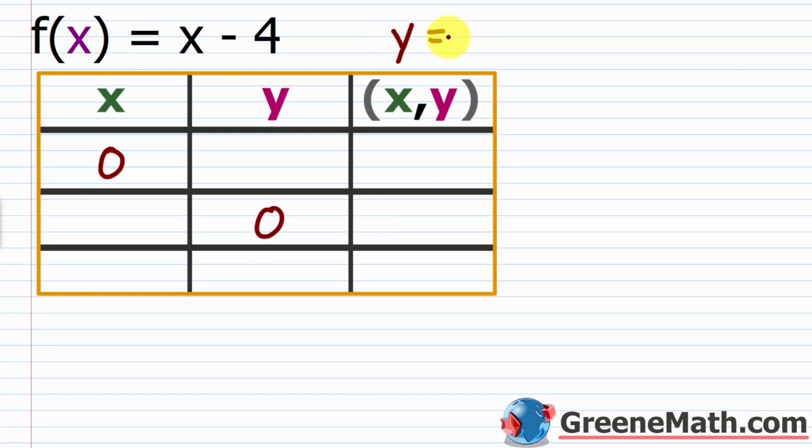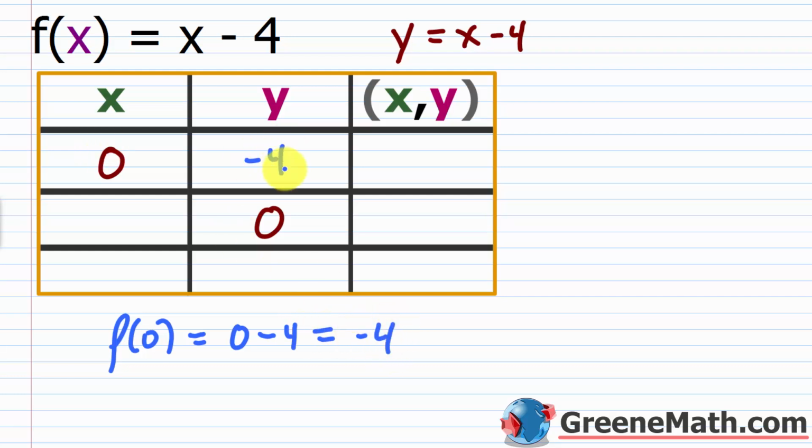We have y equals x minus 4. Again, I just replace f of x with y. And if I want to find out what the function's value is when x is 0, what I'm going to do here is just plug in a 0 for x. So it's just like if I had f of 0, and this equals 0 minus 4, which is negative 4. So if x is 0, y is negative 4, so we have 0 comma negative 4.